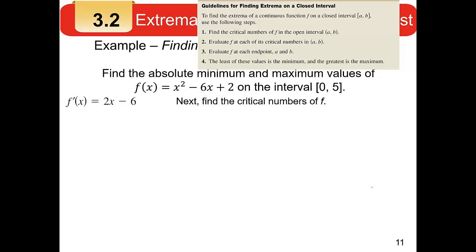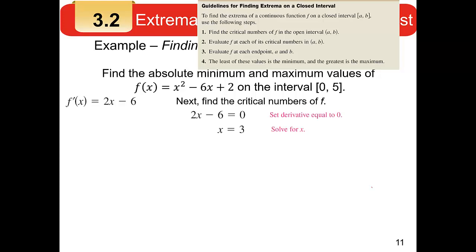Then to find the critical numbers, you find where the derivative is equal to 0 or where the derivative is undefined. Now for a polynomial function, there's never any problem with it not being defined. So the only place a critical number will come from for a polynomial function is when the derivative is equal to 0. So if you set that equal to 0, you'll see that 3 is the only critical number.